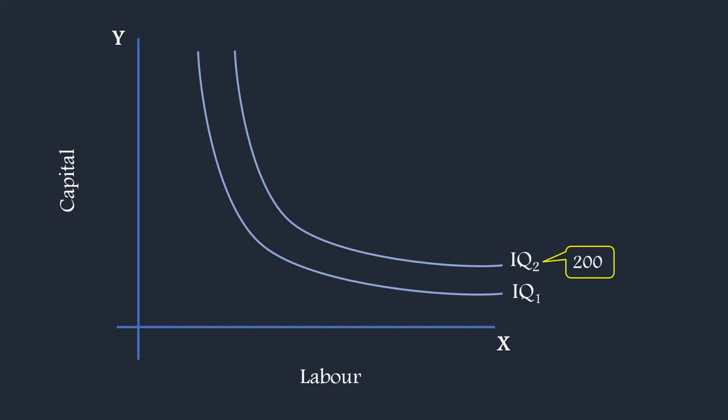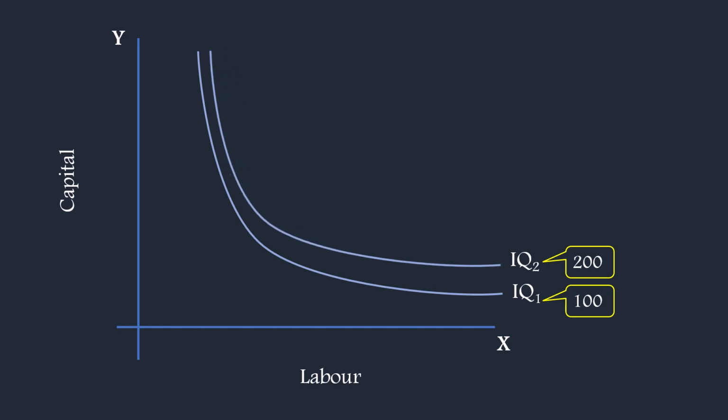In the same way, an isoquant that lies to the left of a given isoquant represents a lower level of output. Here, IQ1 that lies to the left of the isoquant IQ2 represents 100 units of output. It shows all the factor combinations in IQ1 produce 100 units of output.